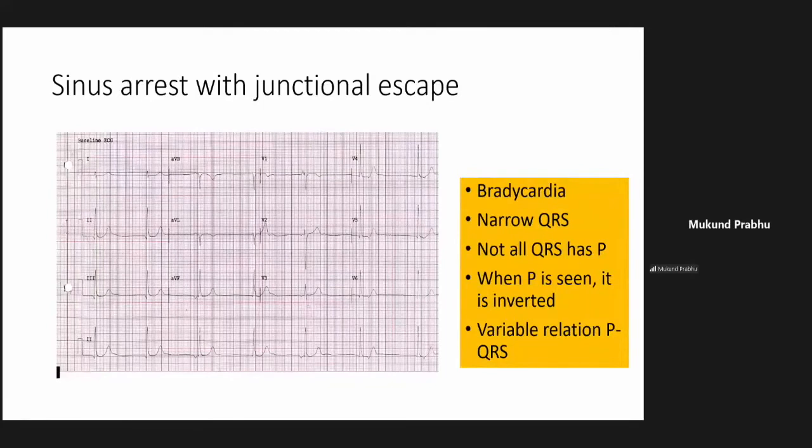Sometimes the sinus node fails to generate any impulse and the junction escapes. Then we use the term sinus arrest. Like in this ECG, for example, the QRS is very narrow. The P waves are not very much related to the QRS. Some of them fall, like my arrow shows, before the QRS, while some of them follow the QRS. So they may or may not be related. What we can be sure of is that the rhythm is an escape rhythm coming from the junction because it's narrow. The retrograde P may be due to the junction or may be an independent atrial focus.